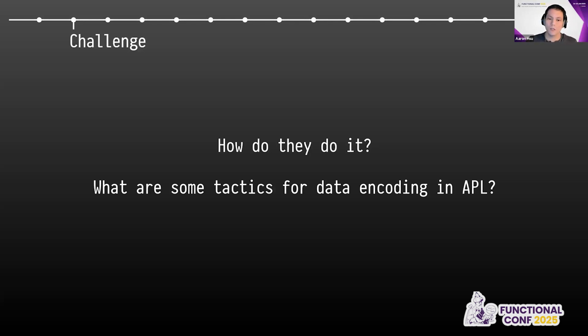And I want to focus on the ground level for this. I want to think about this in terms of the foundational building blocks. Rather than start at a high level, we're going to start really low level and think, what are tactics for data encoding that we use and leverage in APL all the time? So what does that look like? And let's go through this.